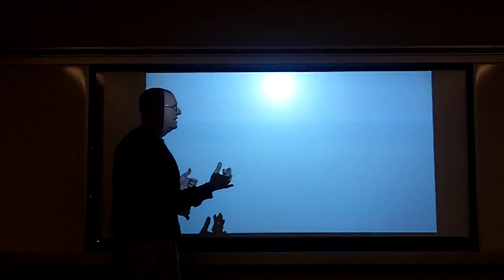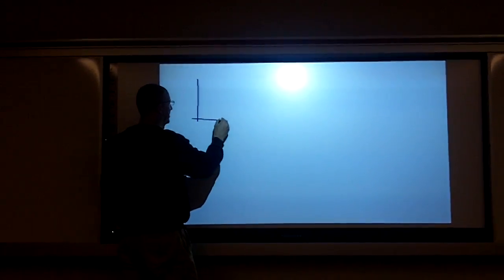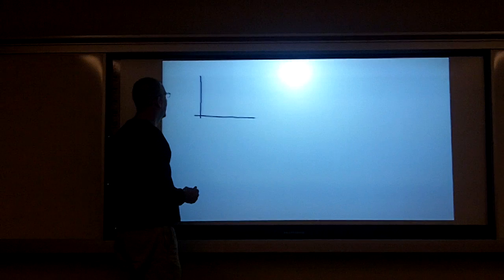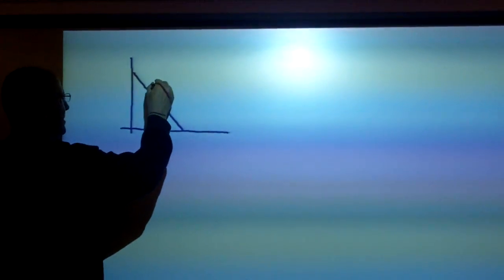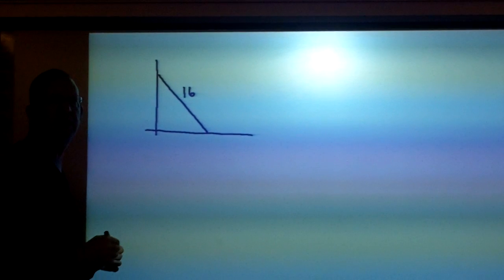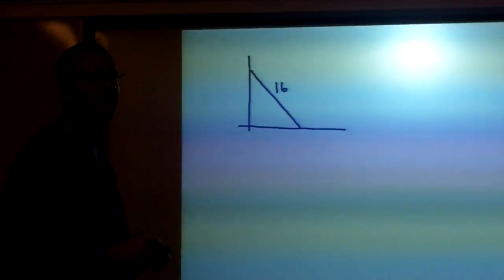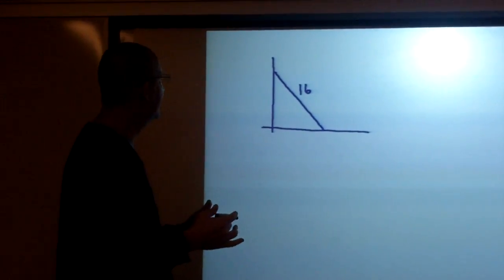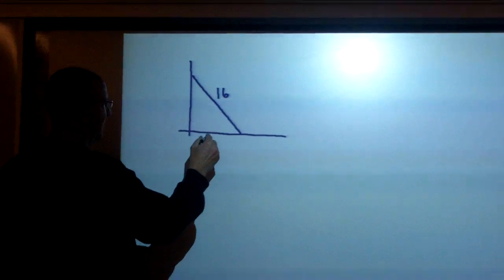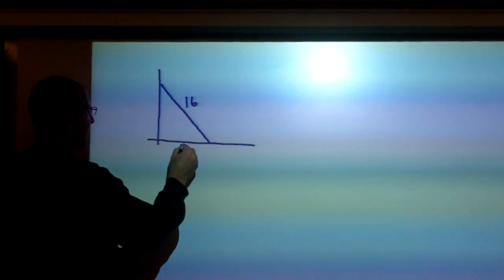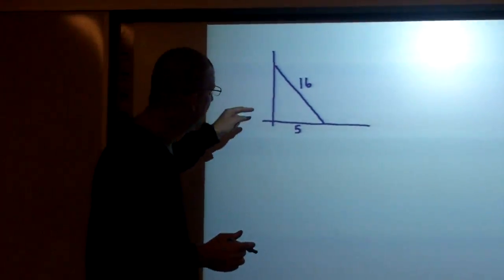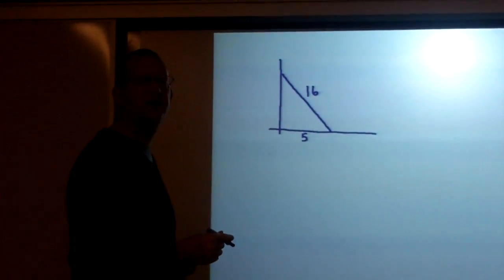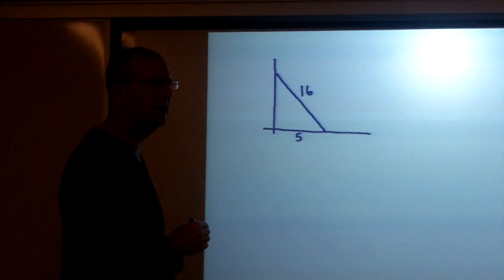Let's take a ladder. What we're going to do is have a wall and a floor, and let's have a 16-foot ladder leaning up against the wall. Let's say that the ladder starts at 5 feet away. We're going to pull the bottom out at 3 feet per second.